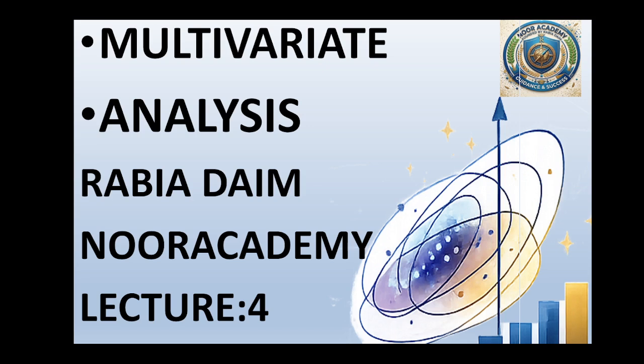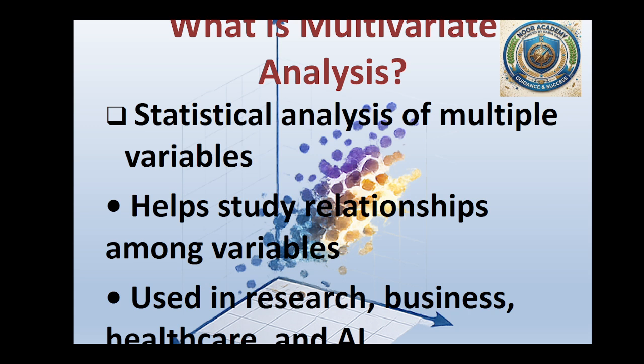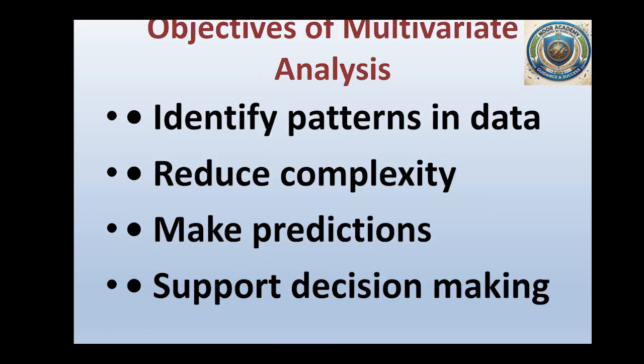In a world where data is rarely simple, multivariate analysis acts as the ultimate lens to view multiple variables simultaneously rather than in isolation. It is a statistical analysis of multiple variables at once. It helps researchers and businesses study the complex relationships that exist among different variables. This analysis is widely used in healthcare, AI, business, and general research.